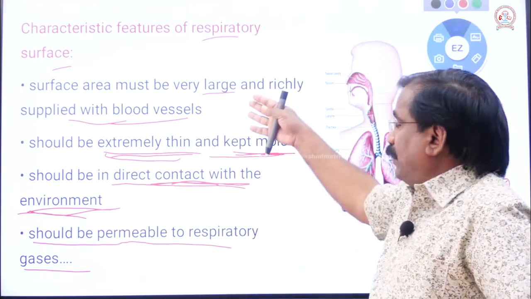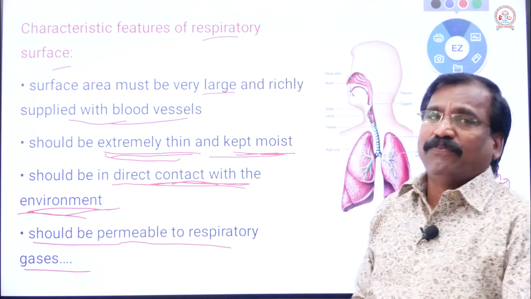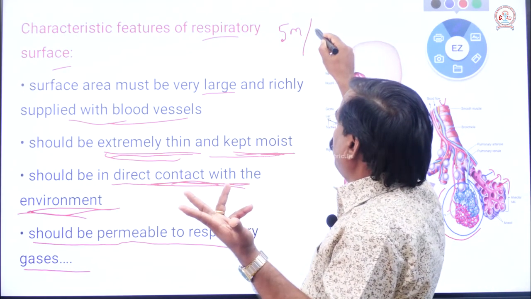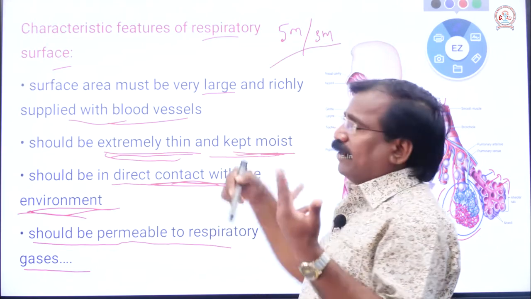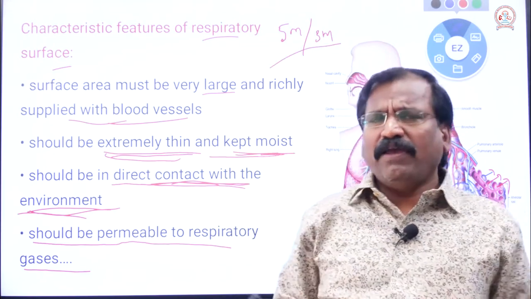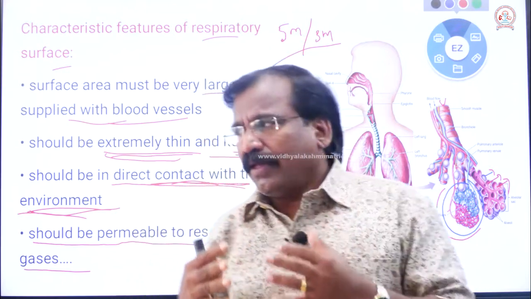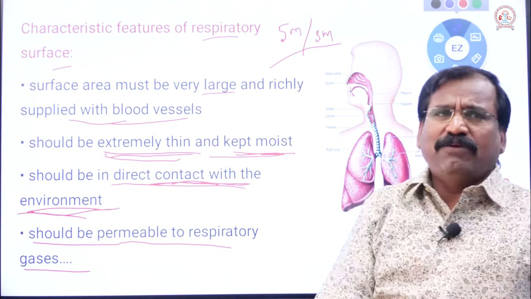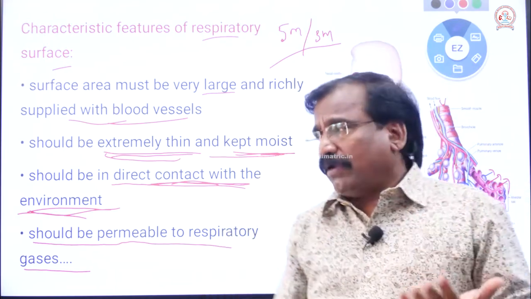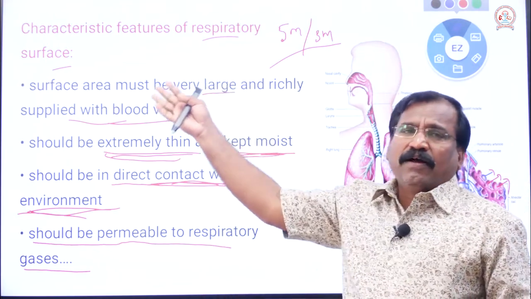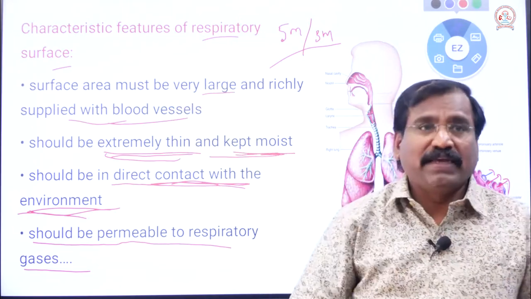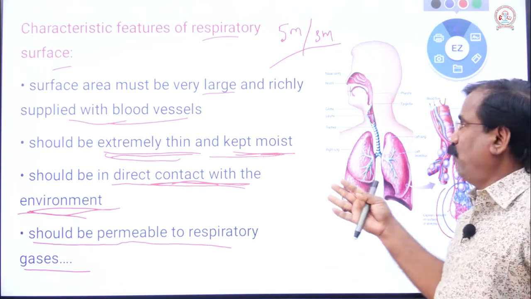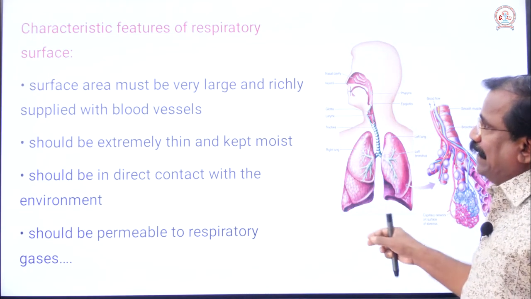Okay, so these are the characteristics of the respiratory surface. Maybe 5 marks or 3 marks or 2 marks, any portion. This is asked very frequently. You need not learn it by heart; if you understand the concept, you can write. It should be thin, richly supplied with blood vessels, in direct contact with the atmosphere. The first is the area should be greater, and it is easily permeable. Some 4 points, right?